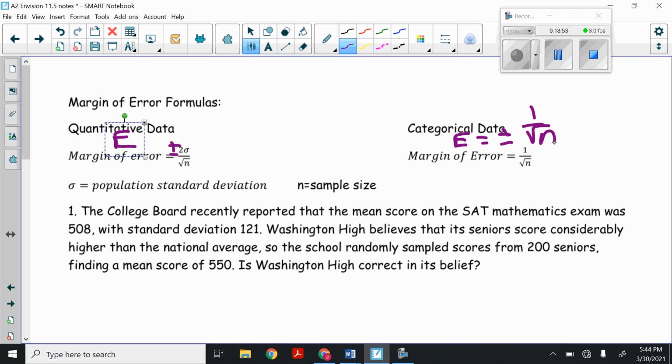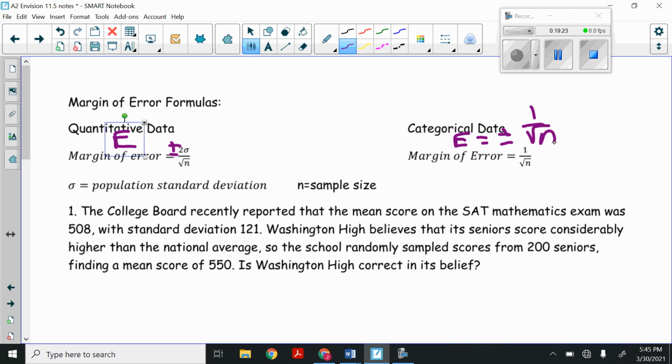So let's look at some of these examples. Number 1, the College Board recently reported that the mean score on the SAT mathematics exam was 508 with a standard deviation of 121. Washington High believes that its seniors scored considerably higher than the national average. So the school randomly sampled scores from 200 seniors, finding a mean score of 550. Is Washington High correct in its belief?